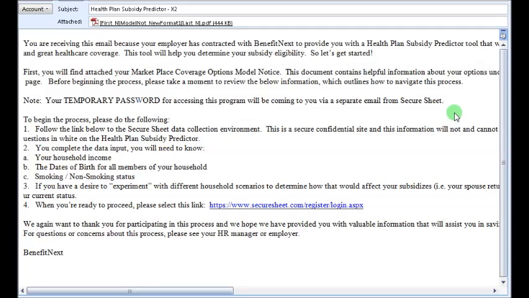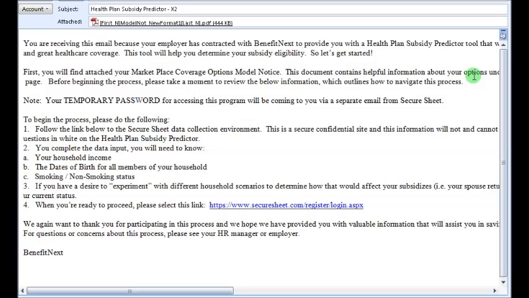As illustrated, this email will come from SecureSheet at Benefitnext.com. It will be sent to every employee listed on the census that was provided by the employer. The subject will indicate Health Plan Subsidy Predictor, and the message will contain a PDF attachment. To ensure employees are expecting this, Benefitnext is asking each employer to notify their employees in advance about this correspondence. Sample communication materials will be provided to them.